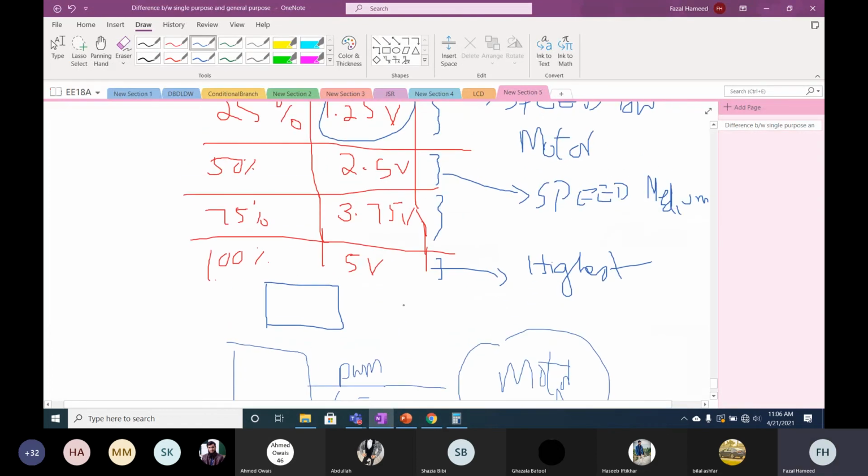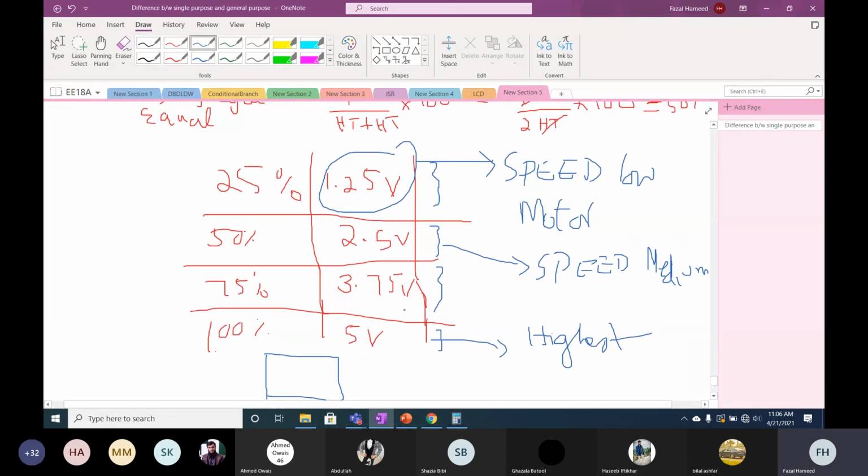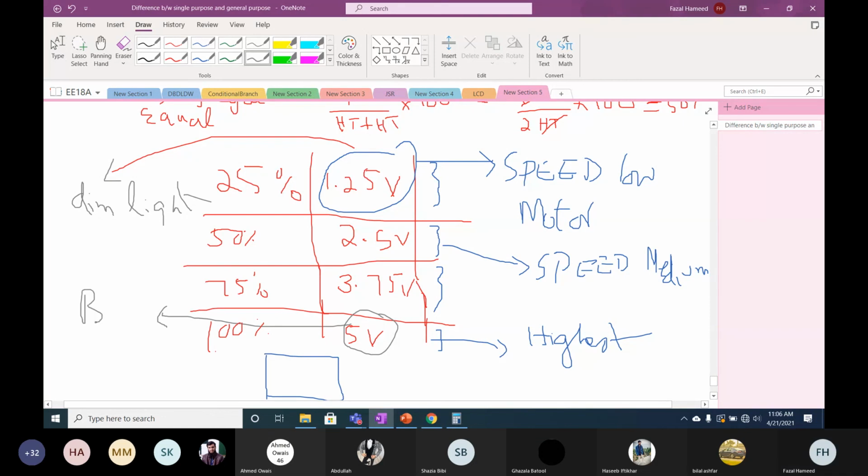Okay. And you can also have a lower speed, or we can also have a different scenario. In this case, it is a dim light, and in this scenario, should the light be dim or bright?